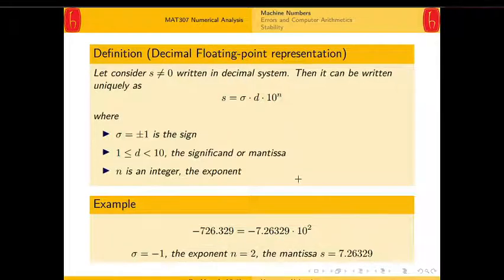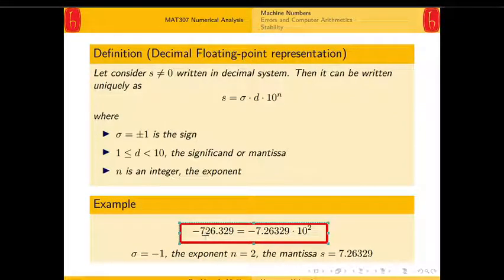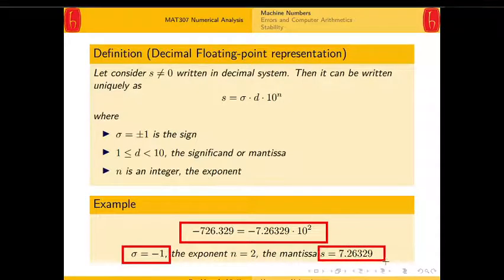Let's also consider this number. For this number, we again need to divide by 100, so we write the exponent as 10 to the 2, and the sign is negative, so sigma will be -1, the exponent will be 2, and the mantissa will be 7.26329.